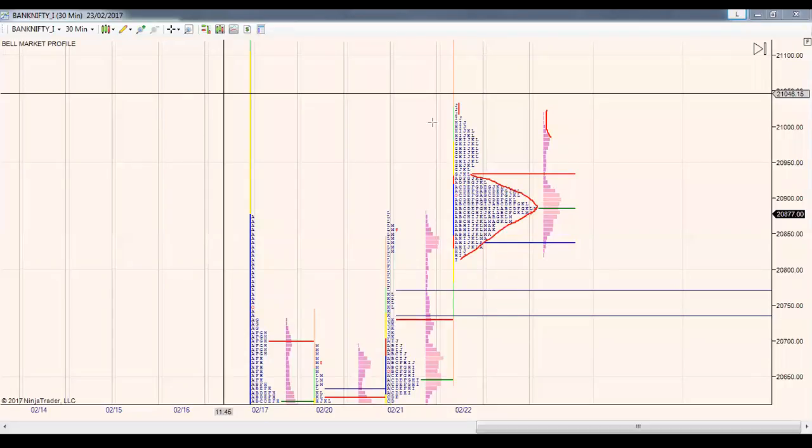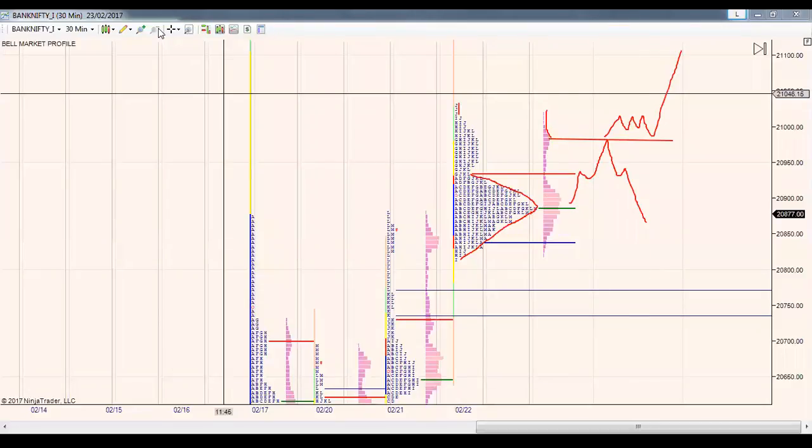One more thing that can happen is we can come up tomorrow and test this particular high volume node and then fail. That would be even better if this can happen. But of course, as always, this is the area where smart money is supposed to have accumulated their shorts, and if we start trading above it and accepting, then definitely these guys will be put under pressure and we might see higher prices. So I think that is what I feel about Bank Nifty.